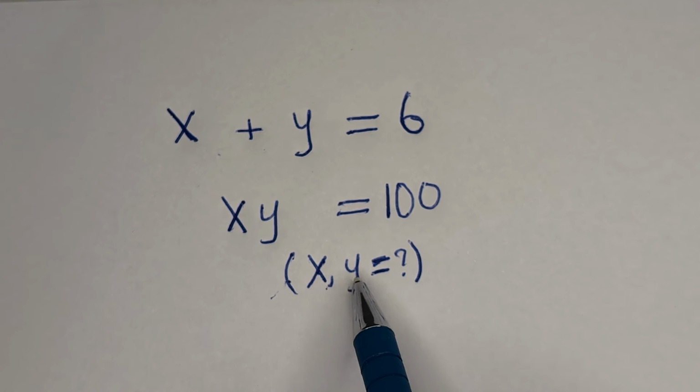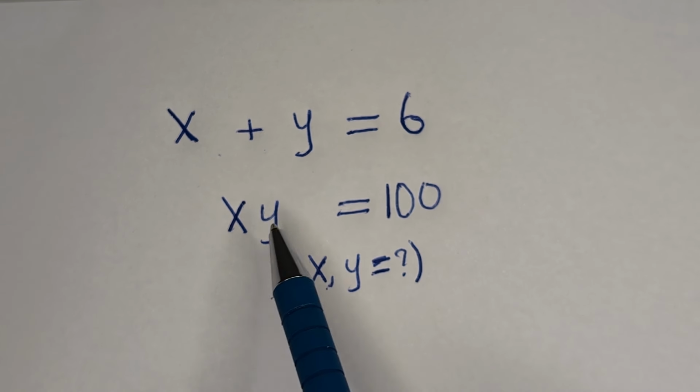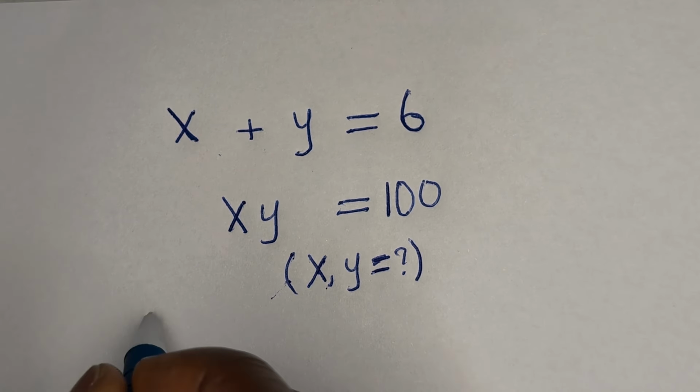Hello, how to solve for s and y in this equation? s plus y is equal to 6, sy is equal to 100. Solution.